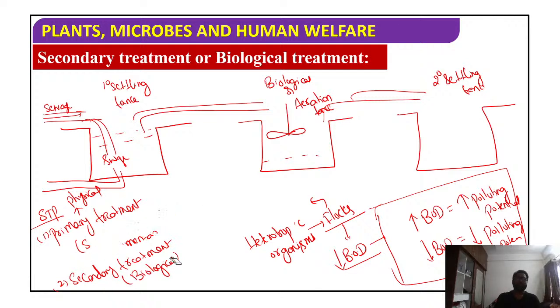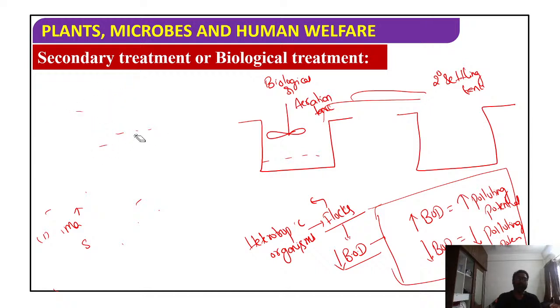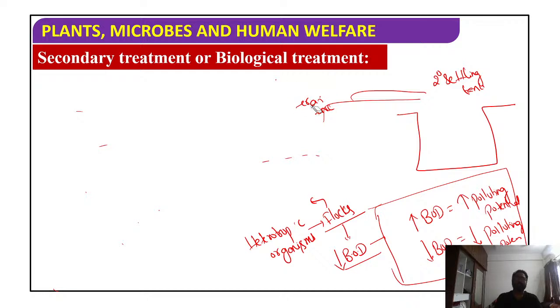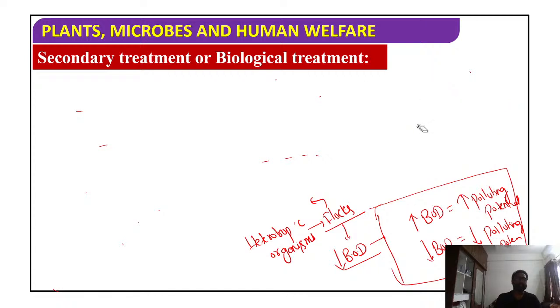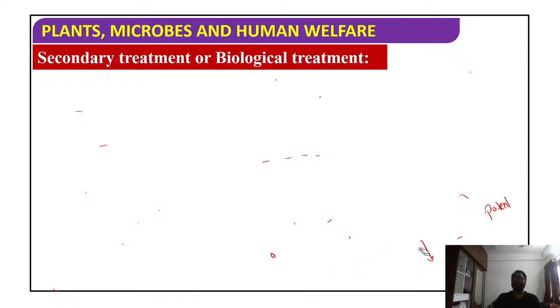Now let me go back to the STP, students. I'm erasing this, so hope you understand. Sewage has high BOD. Through the sewage treatment plant, in the biological method, we generate flocks through constant aeration. Once flocks are generated through constant aeration, the BOD comes down. Once BOD comes down, the polluting potential goes down to the least polluting potential.